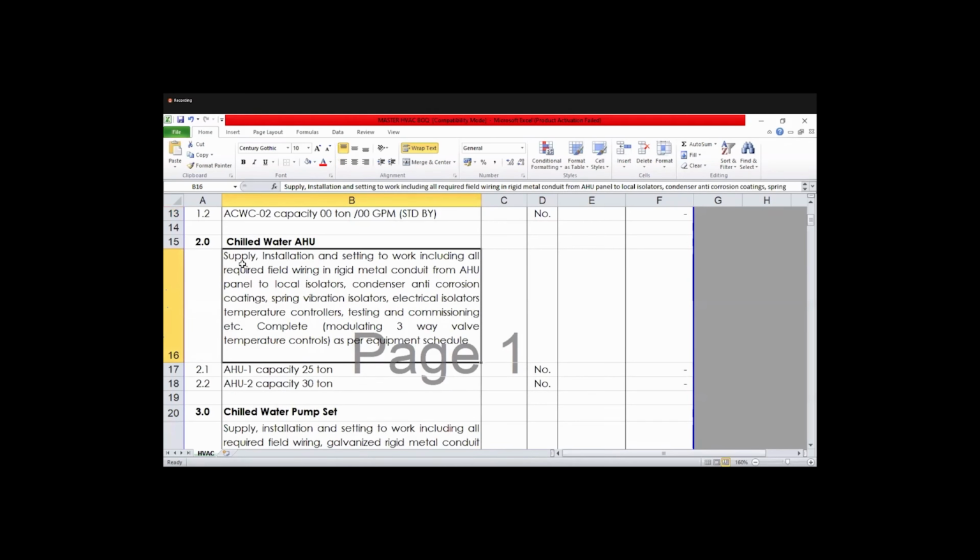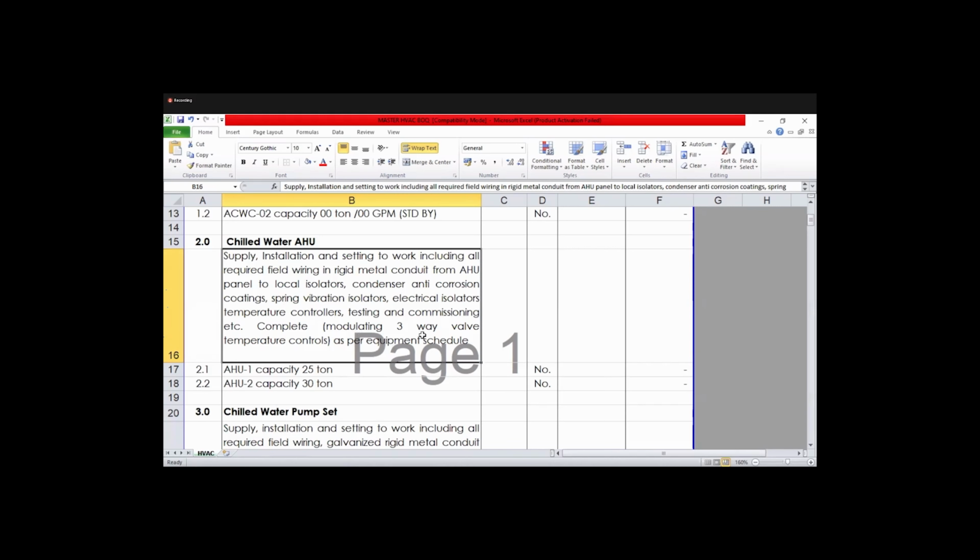We have to mention supply, installation and setting to work, including all required field wiring in rigid metal conduit from the AHU panel to the local isolator. Consider anti-corrosion coating and spring vibration isolator. The same specification applies for the AHU also.